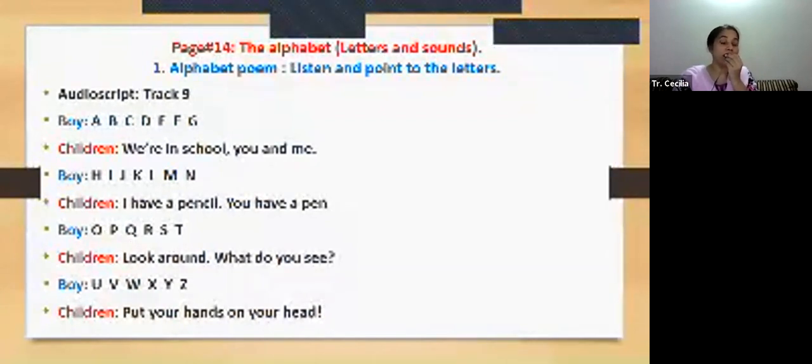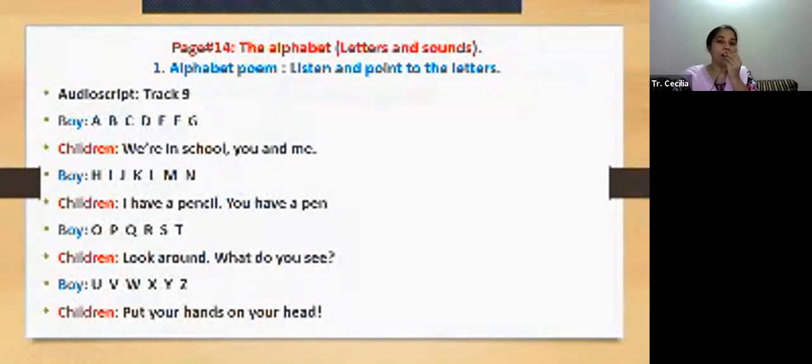Next, in the next line, H, I, J, K, L, M, N. Okay, see here. You can listen also. I have a pencil. You have a pen. Can you see in the last word, there is N written. Here is N, the capital N, and then the letter N, the sound N. Okay, pen. Next, O, P, Q, R, S, T.